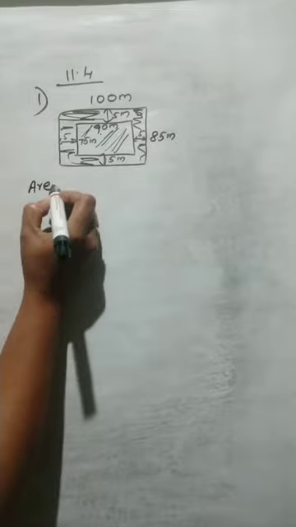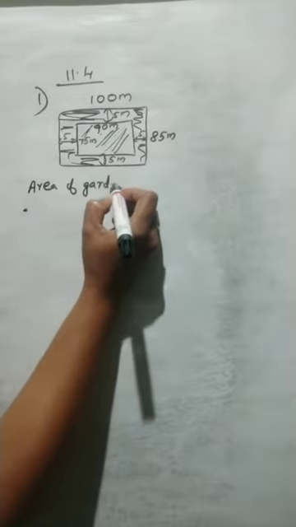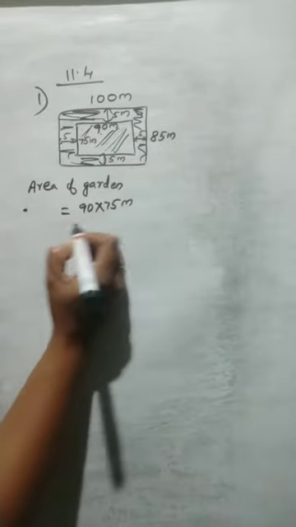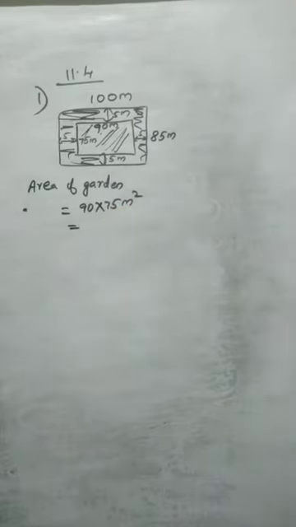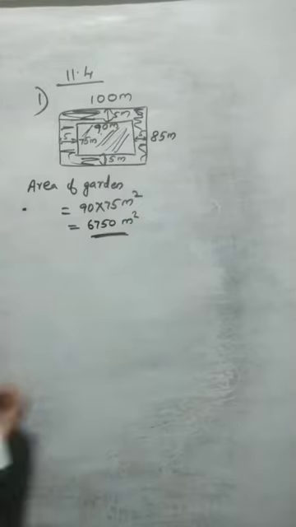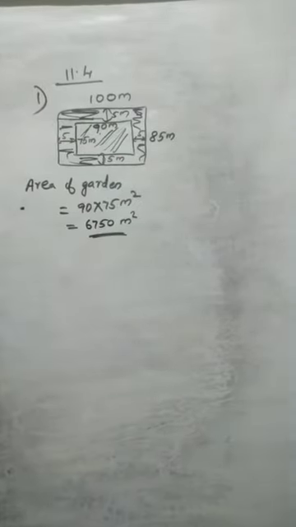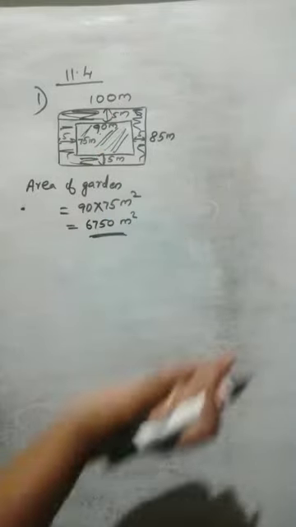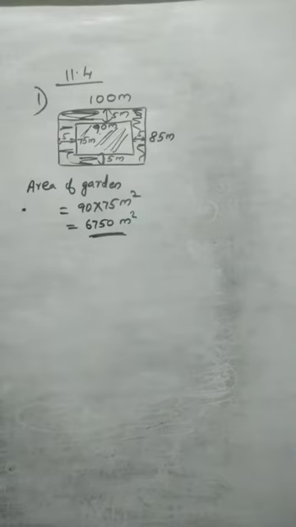So, area of garden without path is equal to 90 multiplied by 75 meter square. So, that will be 6750 meter square. So we got it, this part. Then bigger garden, that is 100 meter and 85 meter. Now that increased because path were there. Okay. They made one path with 5 meter extra. All sides. Okay. 4 sides.